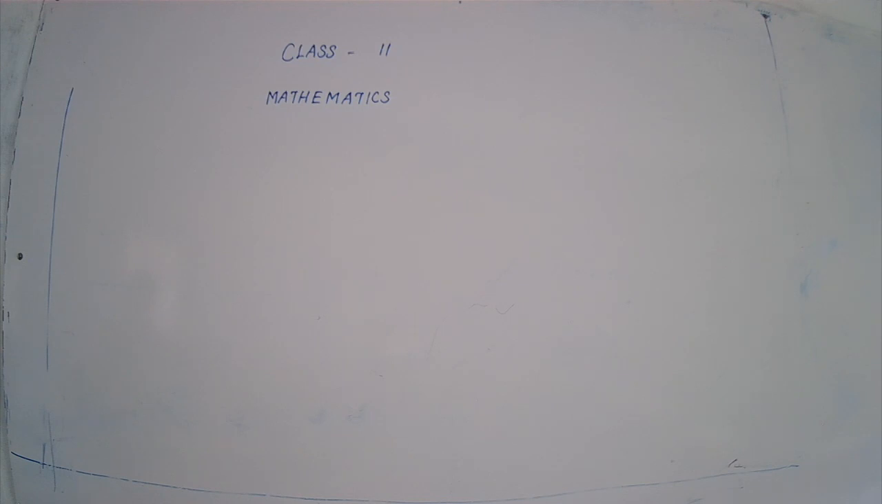What is the spelling for 1000? O-N-E, 1, T-H-O-U-S-A-N-D, 1000. Okay. What is the spelling for 1000? O-N-E, 1, T-H-O-U-S-A-N-D, 1000. Okay, you all have studied. Very good, children.